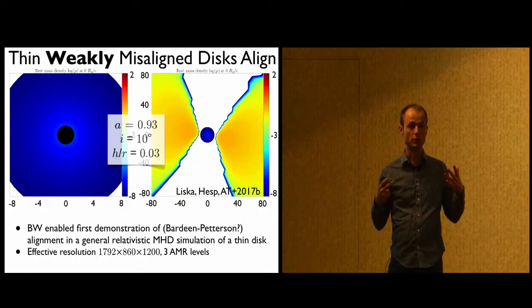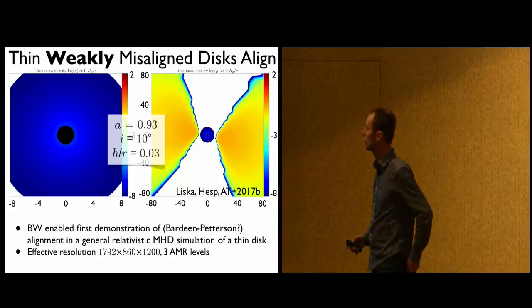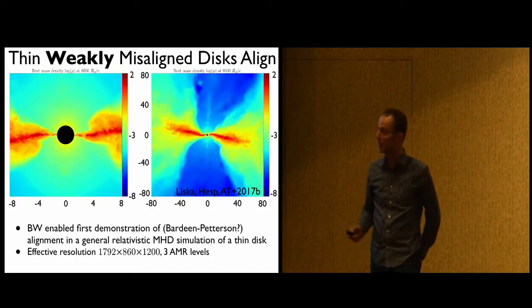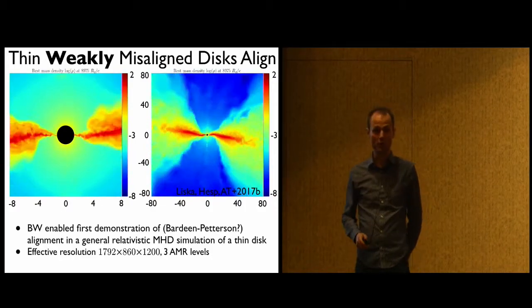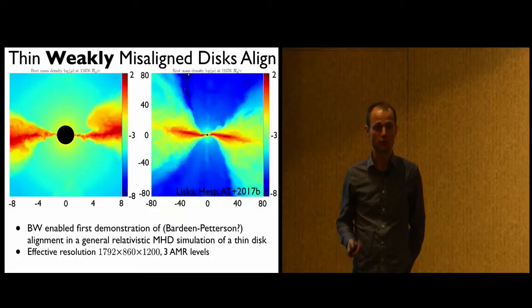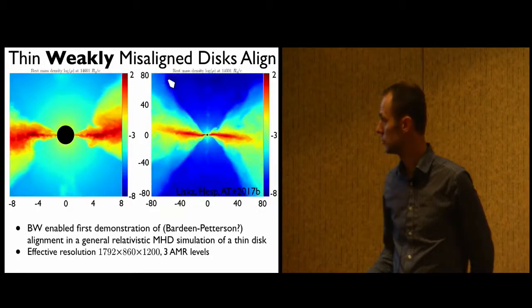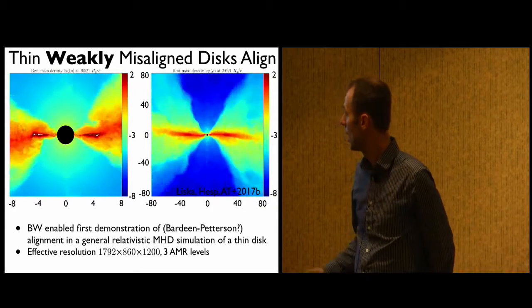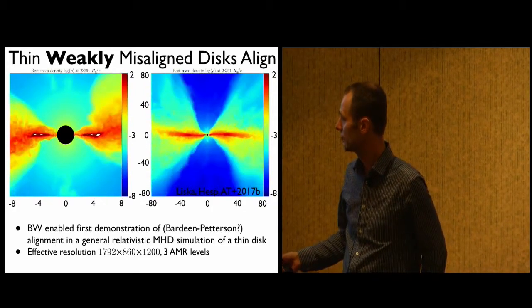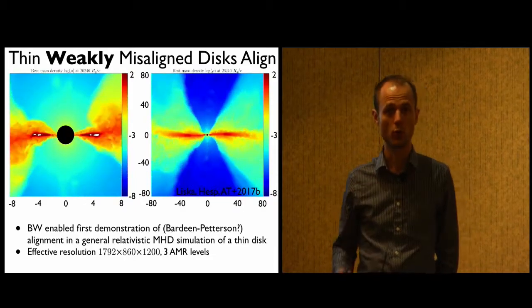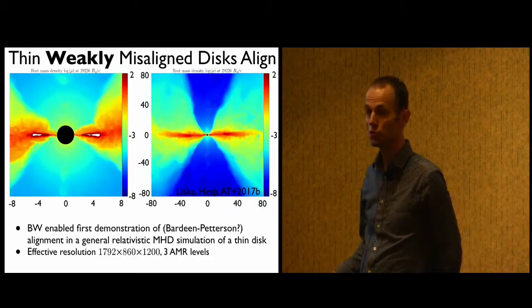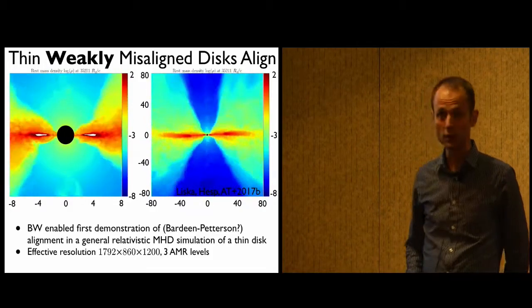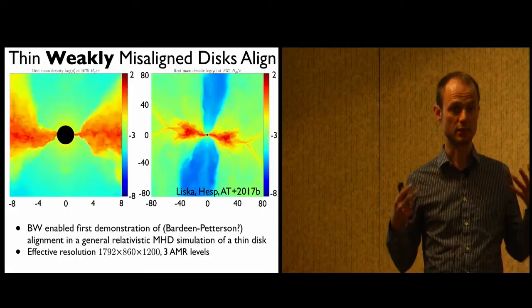What happens if we try to tilt this disk by just a little bit, comparable to the disk thickness? And what we see here is, in fact, the disk that was tilted by about 10 degrees actually becomes very much aligned. So this is perhaps the first demonstration in a general relativistic simulation of Bardeen-Petterson type alignment. These simulations used effective resolution of about 2,000 by 1,000 by 1,000 using 3 AMR levels, and so did the previous simulations. Finally, what happens if we try and make the disk self-consistently?